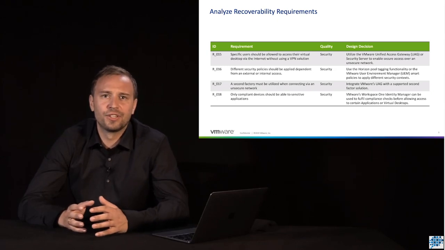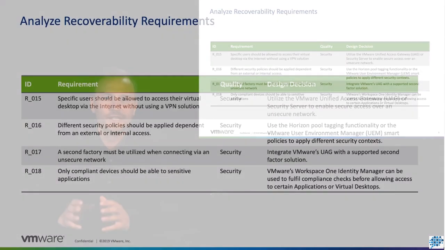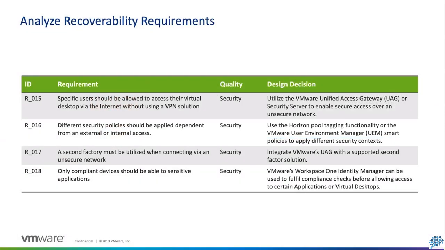Another very typical security requirement is that we will require second factor authentication in case we connect over an unsecure network. What does it mean? We need to enter a second factor, a token or other information, into the system before we can enter our virtual desktop. So what can we use? We can use the Unified Access Gateway and integrate it via RADIUS, via RSA SecurID, or via SAML with any kind of other third-party authentication mechanism and therefore secure our access in a proper way.